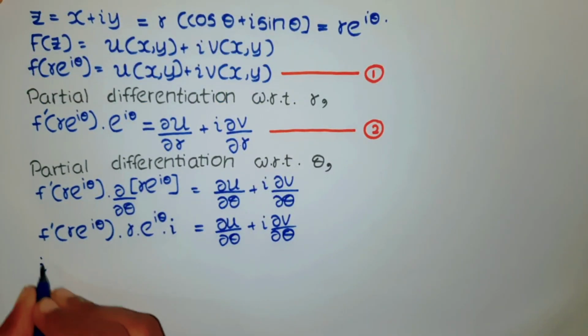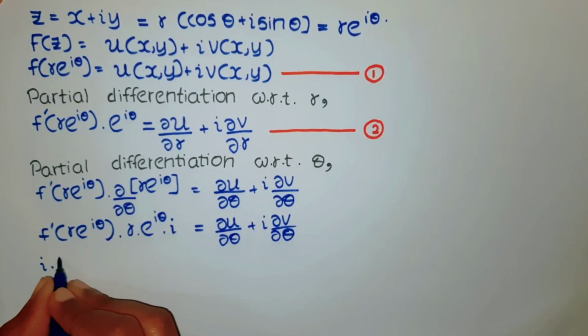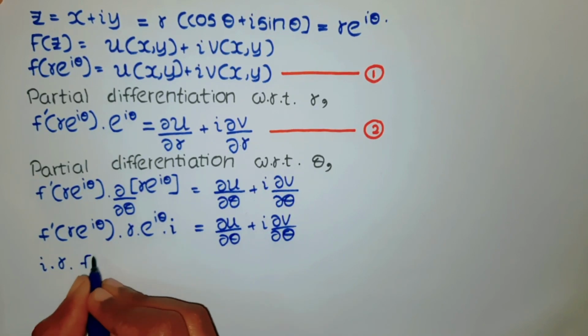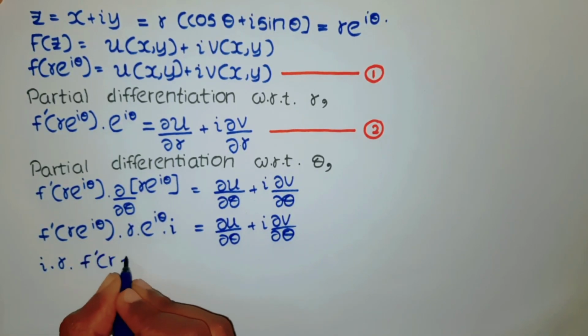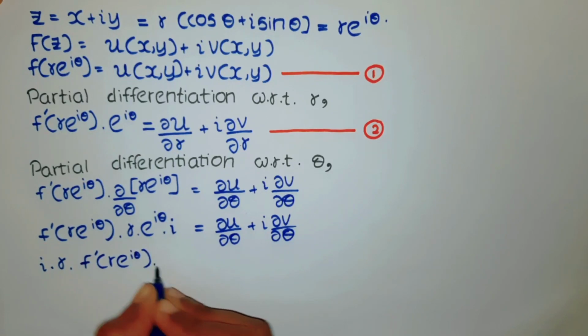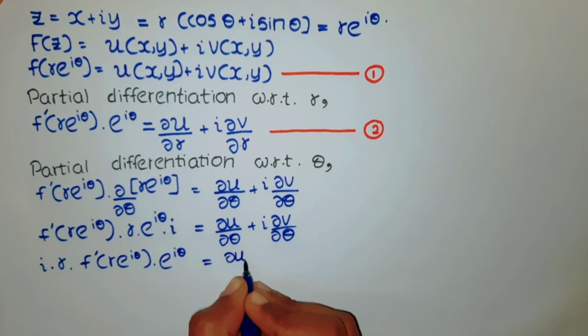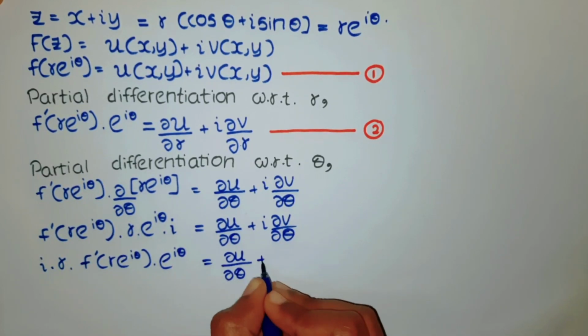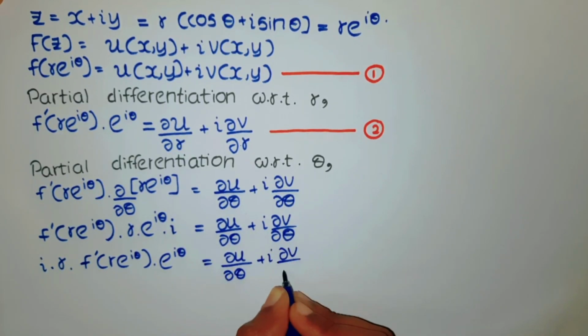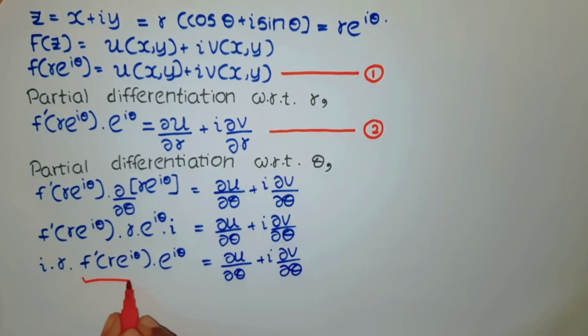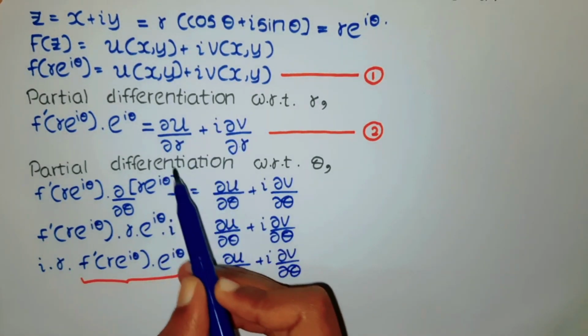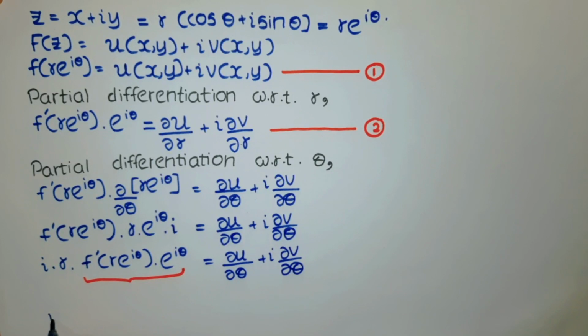Now rearrange the terms. Take i and r at the beginning and then write f'(re^(iθ)) times e^(iθ) equals (1/(ir)) times (∂u/∂θ plus i times ∂v/∂θ). Now you can see f'(re^(iθ)) times e^(iθ). We found it. That is the equation number 2. Now we can substitute it into the equation.